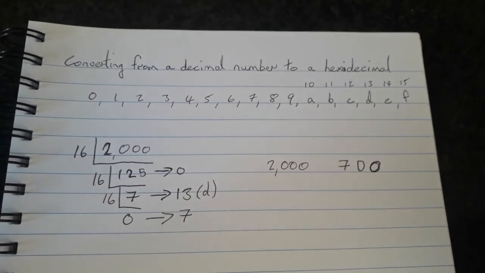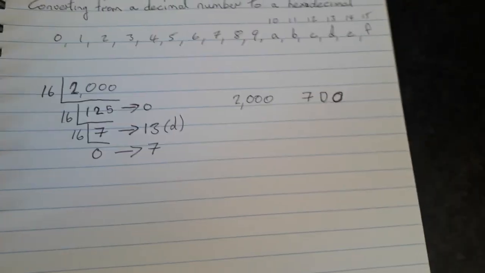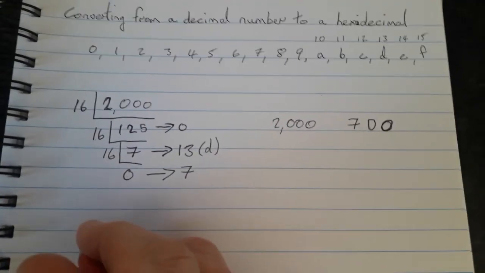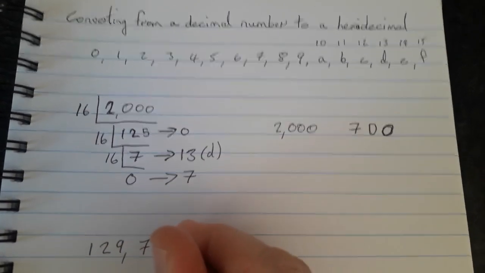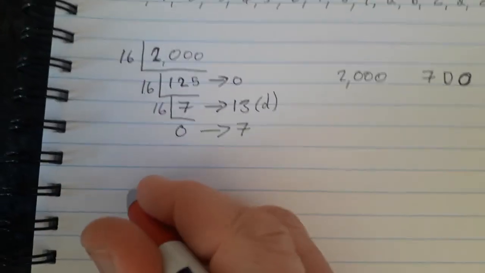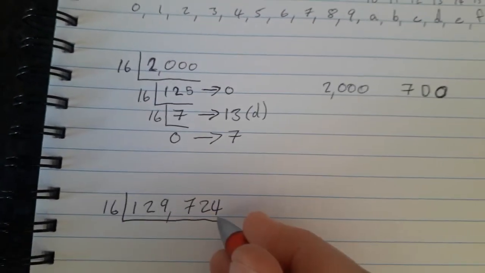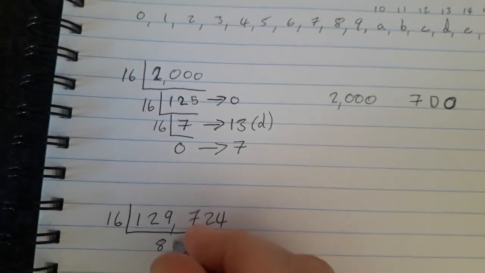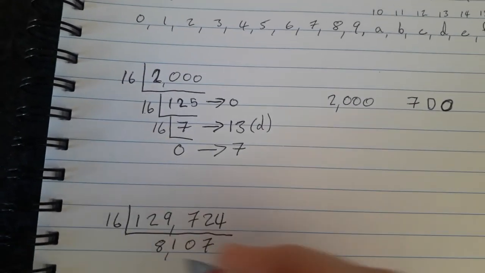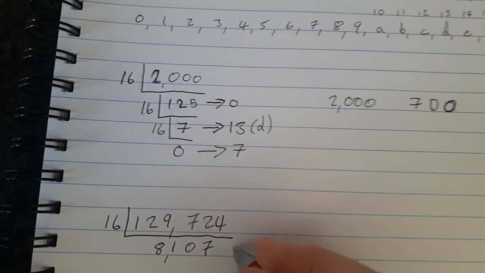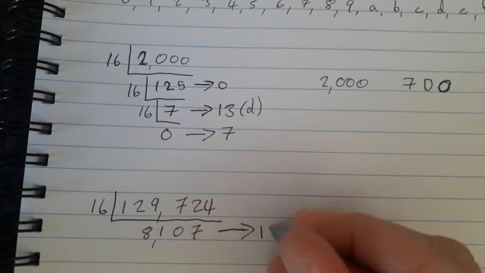0 and that D look very similar, but it's 7D0. Let's take one other quick example. If we take a bigger number like 129,724, again, we're going to start by dividing it by 16. 16 into this goes, when we put it into our calculator, 8,107 point something, and the remainder is going to be 12.